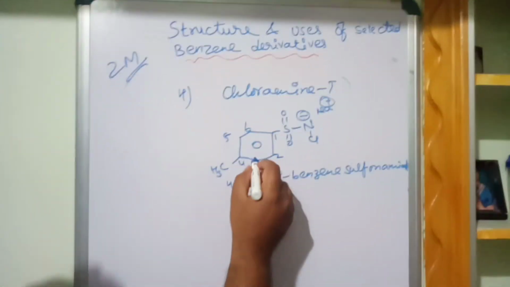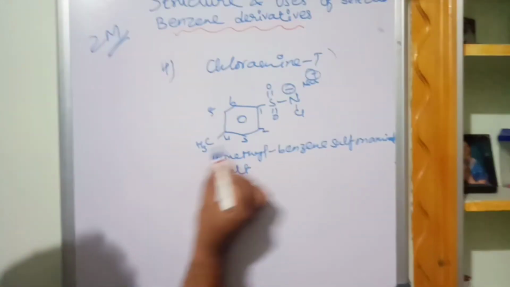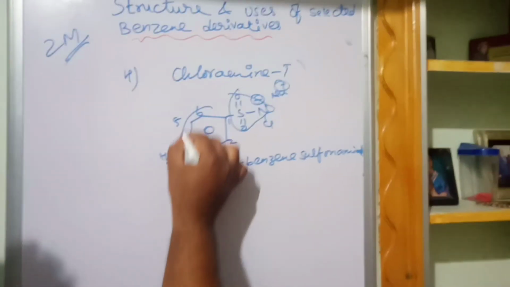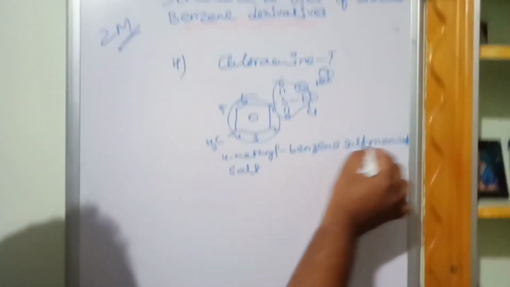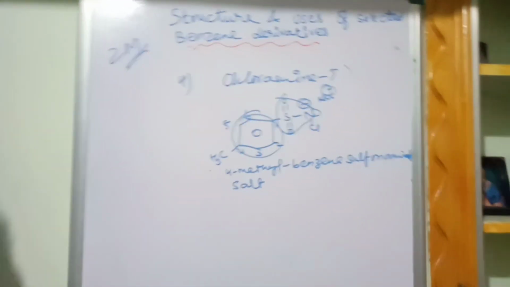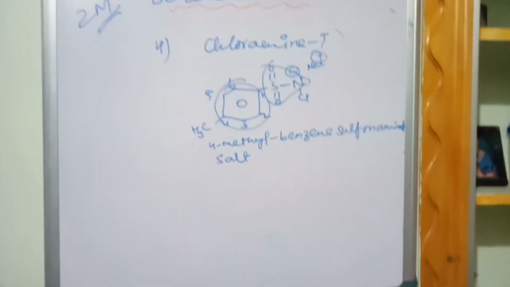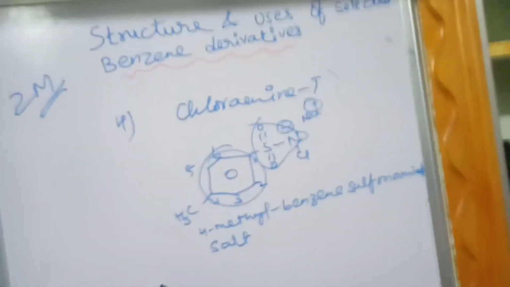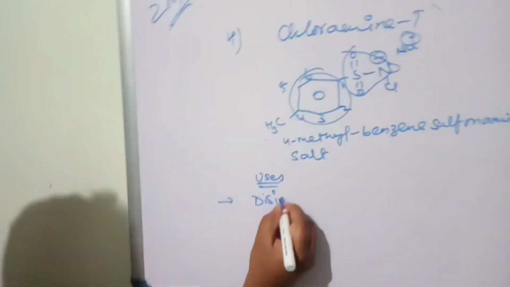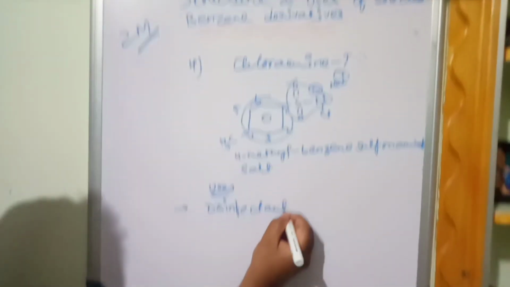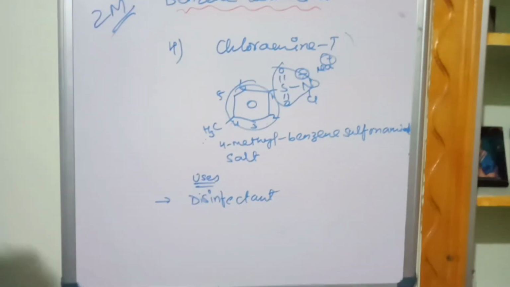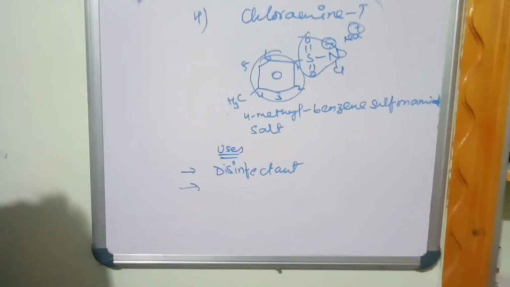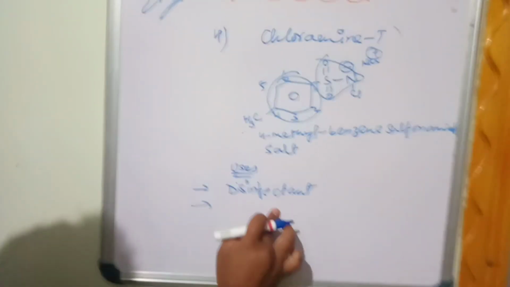So chloramine T is very simple. 4-methyl, at 4th position there is a methyl. This is a sulfonamide group. This is a benzene group. So 4-methyl benzene sulfonamide sodium salt. So sodium salt have been used to prepare the chloramine T. So they are used for the disinfectant. You know that disinfectants. You use the floor disinfectant to kill the microorganisms on the surface. For cleaning the floors, used as a disinfectant. Chloramine T is used as a disinfectant.